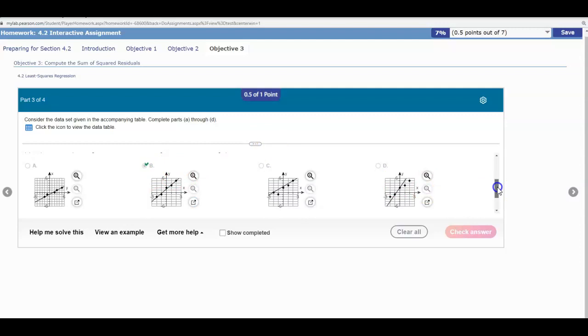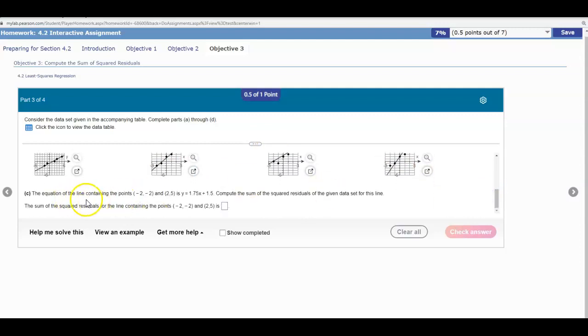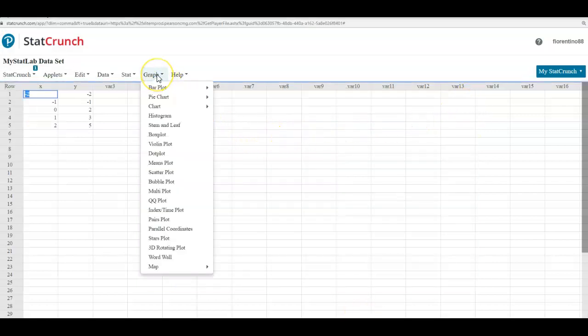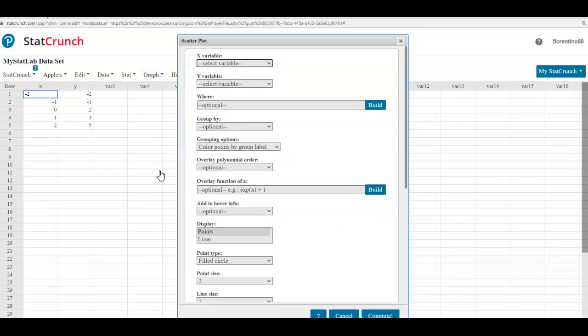Okay, now what we want to do is, it says the equation of the line that contains these 2 points. So if we wanted to find the line that contains these 2 points, this is the line that they're using. We want to compute the sum of the squared residuals of the given data set for this line. So I'm going to come back in here and create a scatter plot. I come down here, select scatter plot, and then I'm going to select the x variable as x, and the y variable as y.